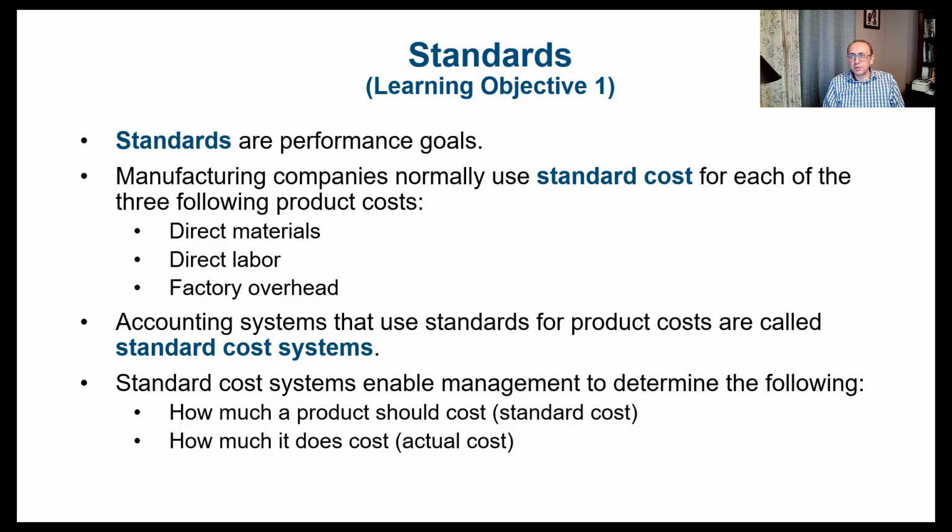Manufacturing companies normally use standard costs for each of the three following product costs. So we covered before direct material, direct labor, and factory overhead. This is where standard costs would not be applying. Accounting systems that use standards for product costs are called standard cost systems. Standard cost systems enable management to determine the following. The first thing is the standard cost versus the actual cost. So in other words, how much a product should cost versus how much it does actually cost.